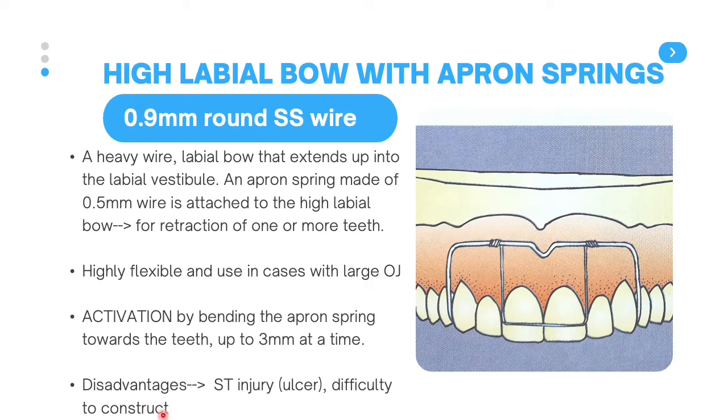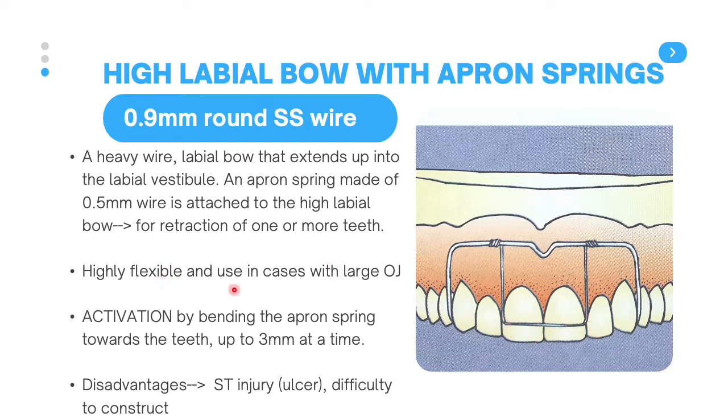This is a high labial bow with apron spring. It uses 0.9 mm round stainless steel wire, a heavy wire labial bow that extends up into the labial vestibule. And then there is an apron spring made up from 0.5 mm wire that is attached to the high labial bow, and the apron spring is used for retraction of one or more teeth.